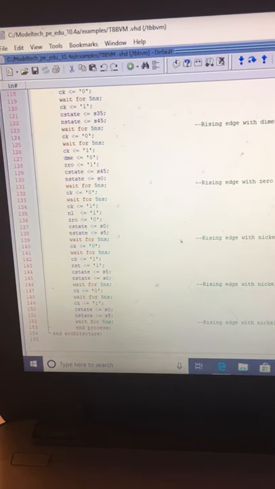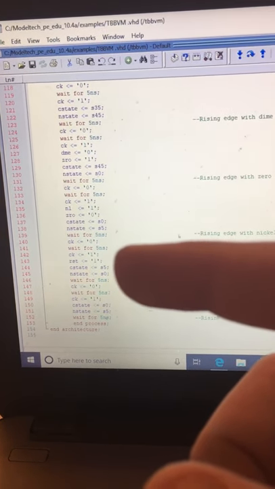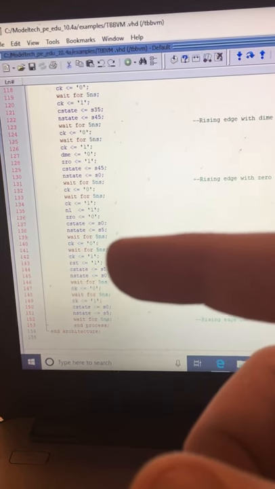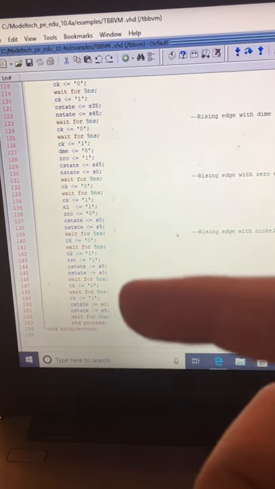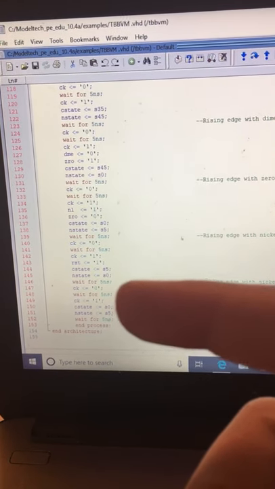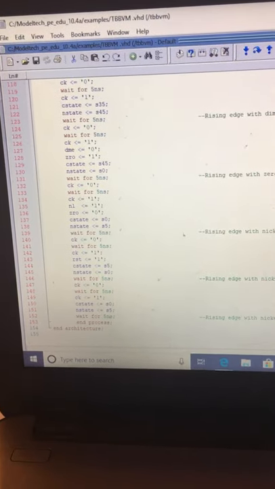And at the next rising edge, right here, we have reset enabled, and a nickel is being inserted, but the current state is state 5. But because reset is enabled, the next state is state 0. And at the next rising edge, we are in state 0 with a nickel being inserted, so it will go to state 5. And that is all for the test bench.